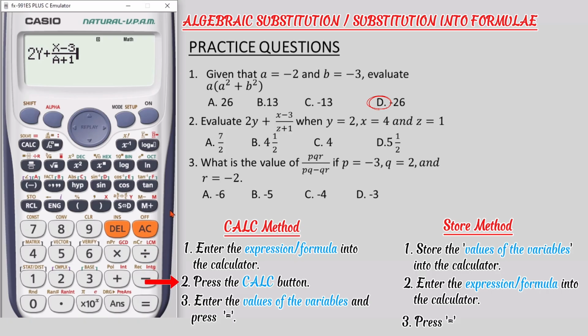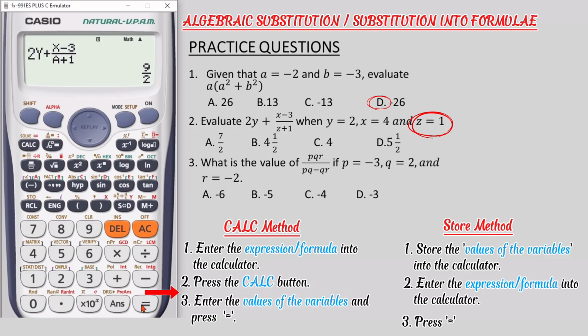So what I have to do next is to tap on the CALC button. The calculator will first ask for the value of y. So I enter 2 and then I tap on equal to. Next, it will ask for the value of x. So x equals 4. So I enter 4 and then equal to. Lastly, the calculator is asking for the value of a. In this case, I replaced the z with a, so I enter the value of z into the calculator. So we have z equals 1. So I enter 1 and then equal to.